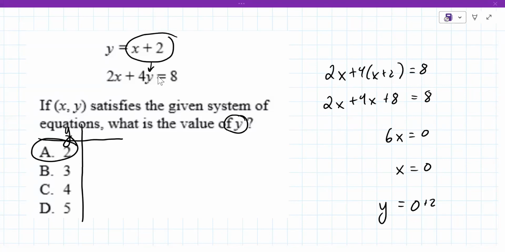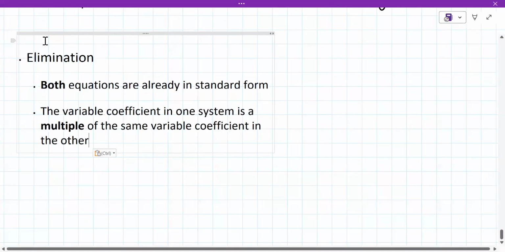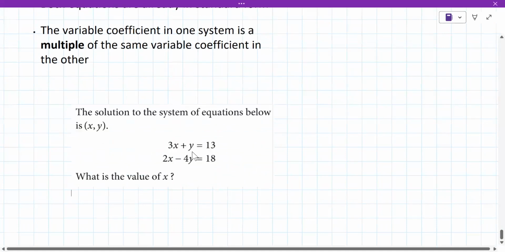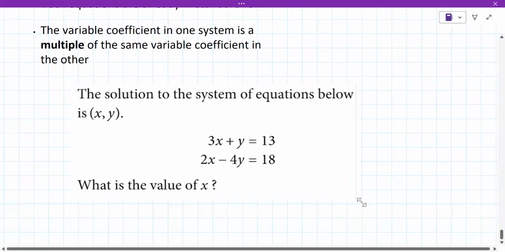Now, elimination. You may get a problem where you have to use elimination. So both equations are already in standard form is the most common case. The variable coefficient in one equation is a multiple of the same variable coefficient in the other. And that's very wordy, but let's see if we've got one here. These aren't that good. Okay, this is a better one. And you may have to use elimination or substitution when there are no multiple choice answers. That's why we're covering it real quick.